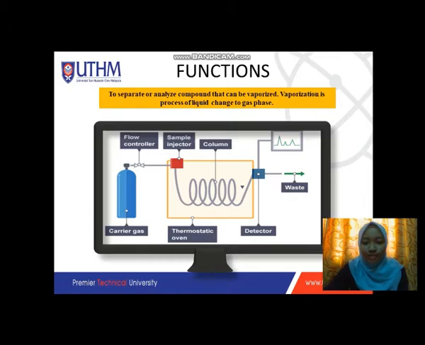When the sample arrives at the detector, it will generate a signal which will be converted into a chromatogram. We can see this from the peaks in the graph of the chromatogram.